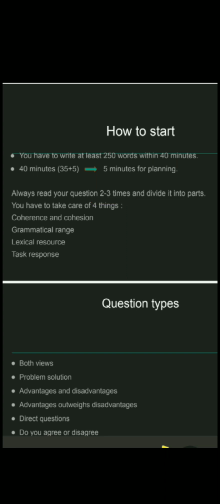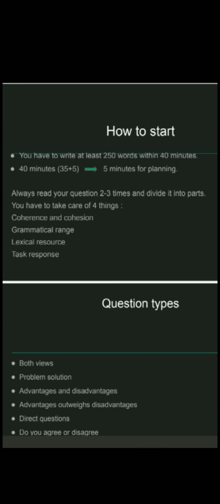You have to take care of four things. First thing is coherence and cohesion. Second, grammatical range. Third, lexical resources. Fourth is task response. So these are the four things you have to take care of. What is coherence and cohesion? Coherence and cohesion means your task 2 should be interlinked. The introduction should be linked with body paragraph 1, body paragraph 1 should be linked with body paragraph 2, and the body paragraph should be linked with the conclusion.